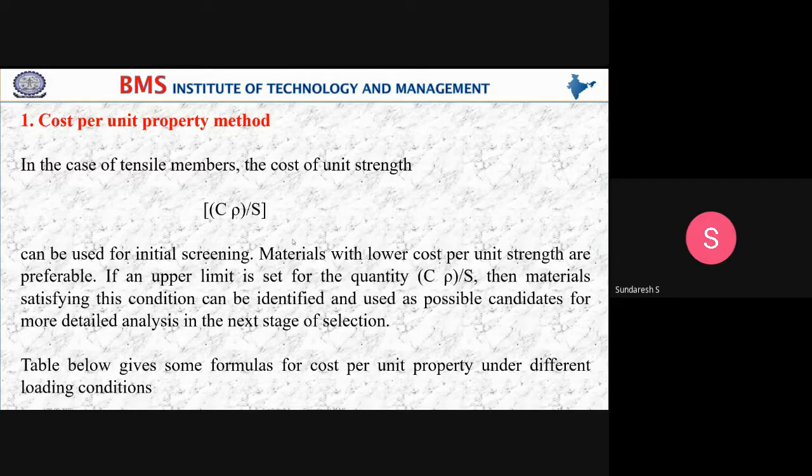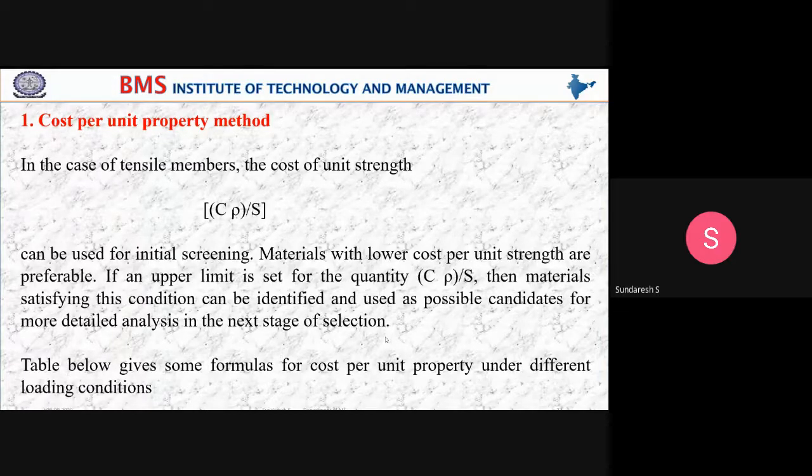In the sense, materials with lower cost per unit strength are preferable. So if this term has the lowest value, that is the one which is preferable for you. If an upper limit is set for the quantity, then the material satisfying this condition can be identified and used as a possible candidate for more detailed analysis in the next stage of selection.